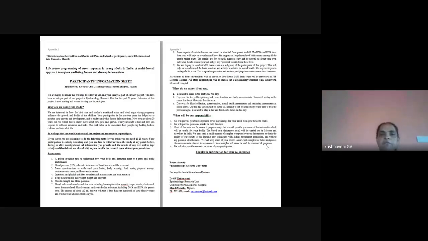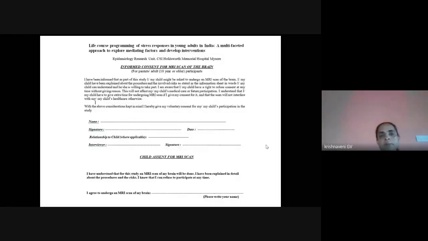This is an example of an informed consent form. After the participant has read or heard about the details of the research and understood everything properly, they will be asked to sign the informed consent form. So just to read this, I will ask them to read the consent form in the local language. For example, in Mumbai, it might be Marathi or Hindi. In Karnataka, it will be Kannada.